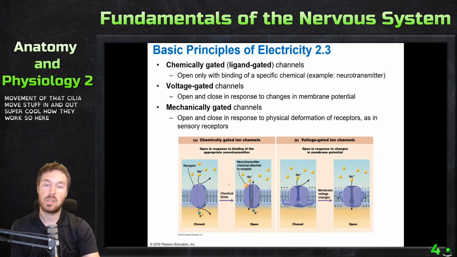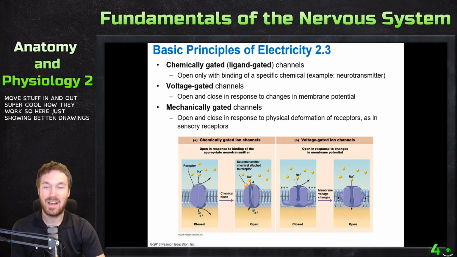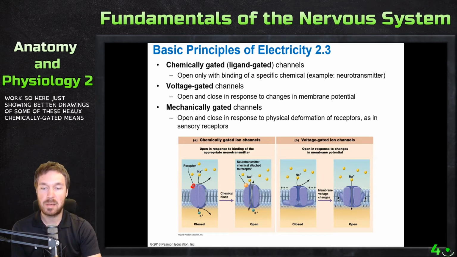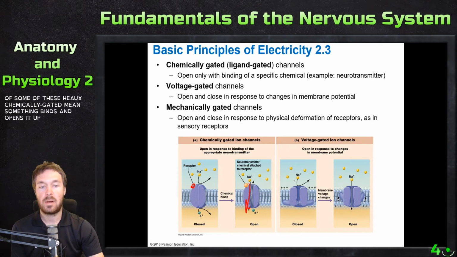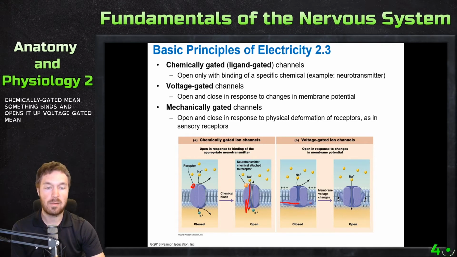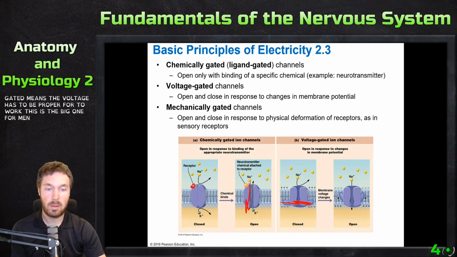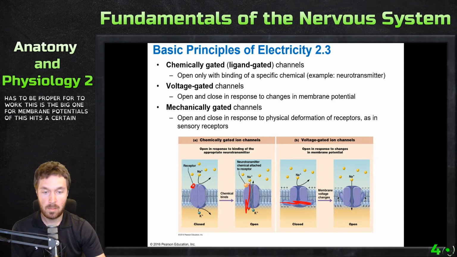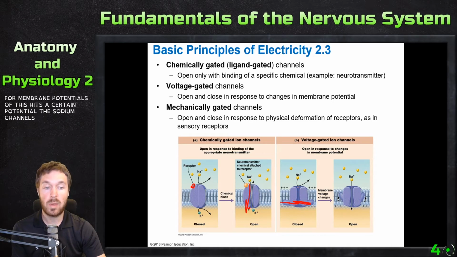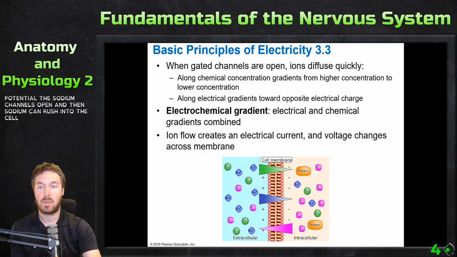So here are better drawings of some of these. Chemically gated means something binds and opens it up. Voltage gated means the voltage has to be proper for it to work. This is the big one for membrane potential. If this hits a certain potential, these sodium channels open and then sodium can rush into the cell.